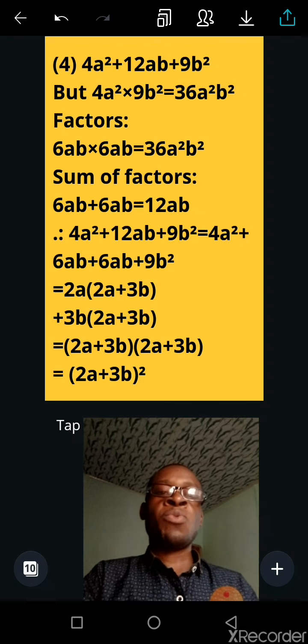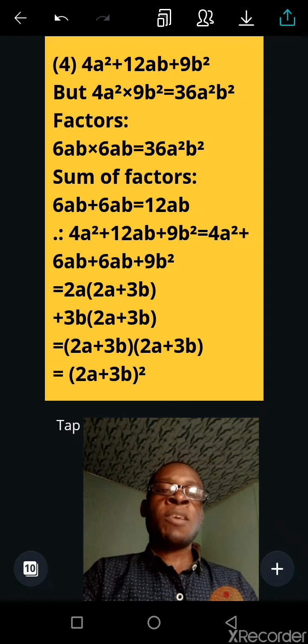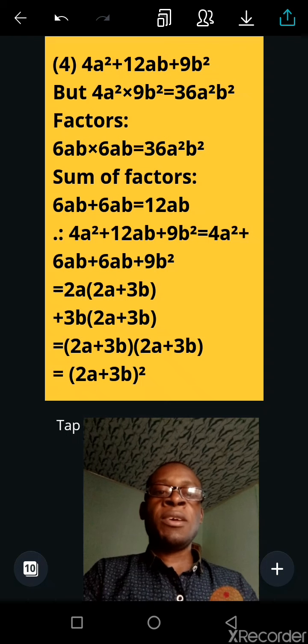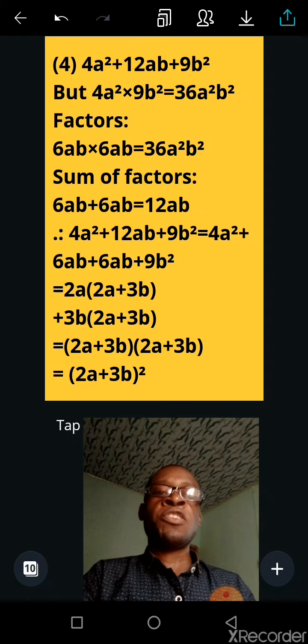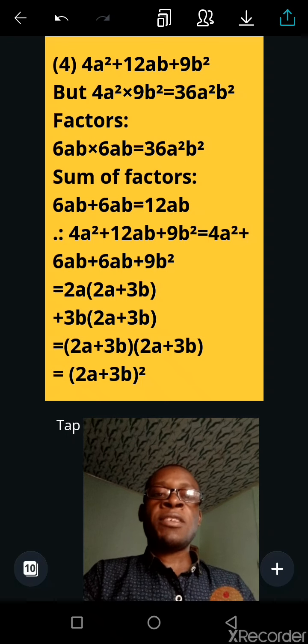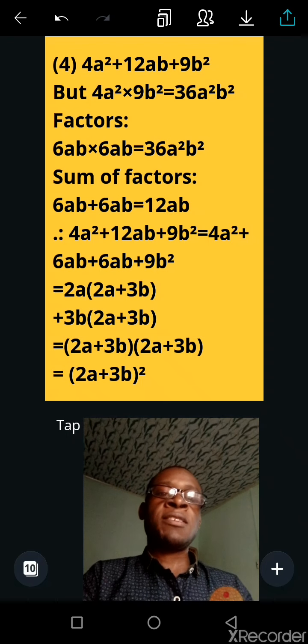Therefore, 4a squared plus 12ab plus 9b squared will give us 4a squared plus 6ab plus 6ab plus 9b squared. We now go to the first group, which is 4a squared plus 6ab. The HCF, highest common factor, is 2a. Then 2a divided into 4a squared will give us 2a. That is the first term immediately after the opening of the bracket. So we'll now go to the next one, which is 2a divided into 6ab. We'll have 3b.